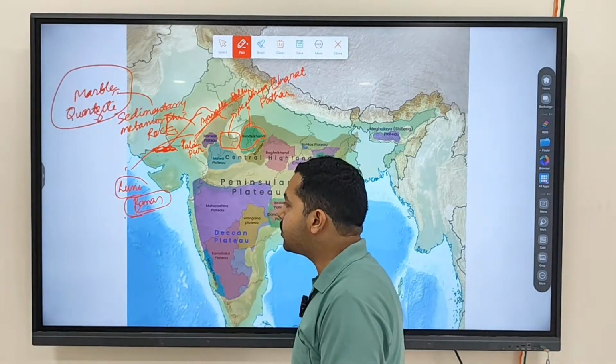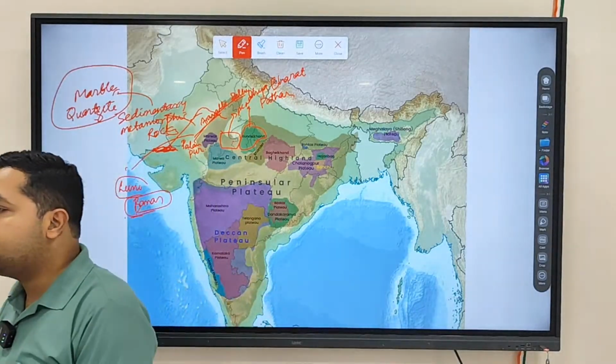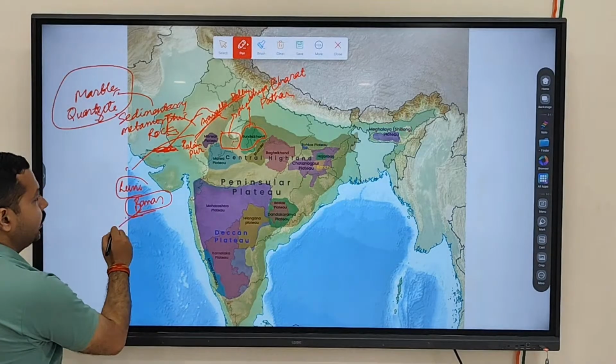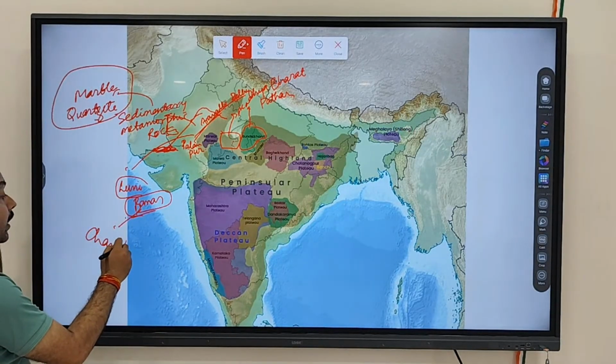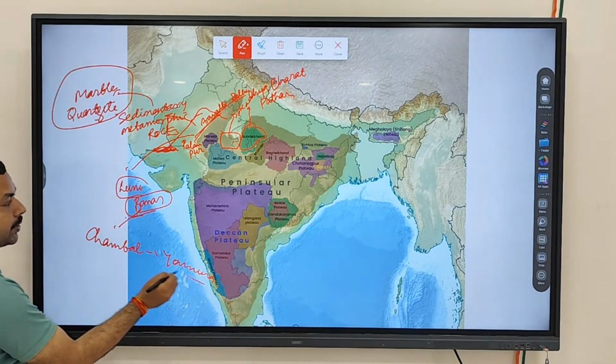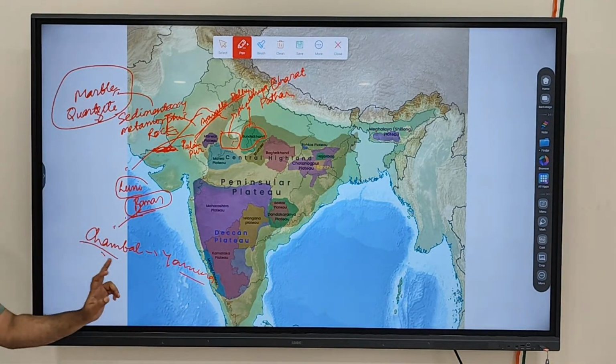Another important river is Banas River. Banas River is also originating from this particular range. Banas is a tributary of Chambal River, and Chambal joins Yamuna. Chambal is a tributary of Yamuna River. So this is how you see Banas merging with Chambal, Chambal merging with which river? Yamuna River. Clear? So Banas River is originating from where? Banas River is originating from Aravalli region. Chambal is a tributary of Yamuna.